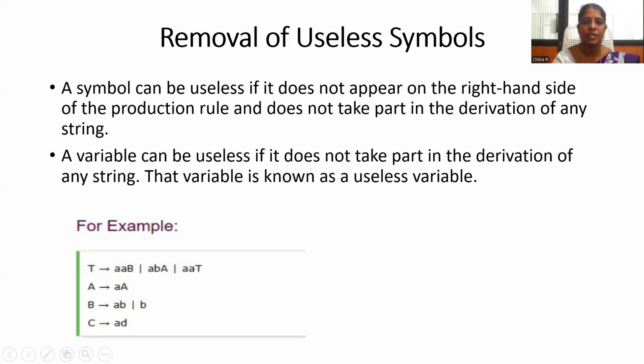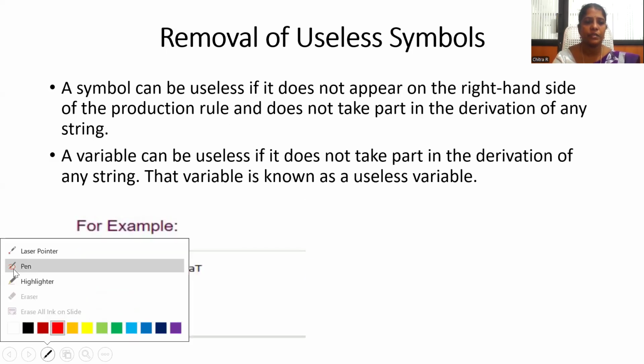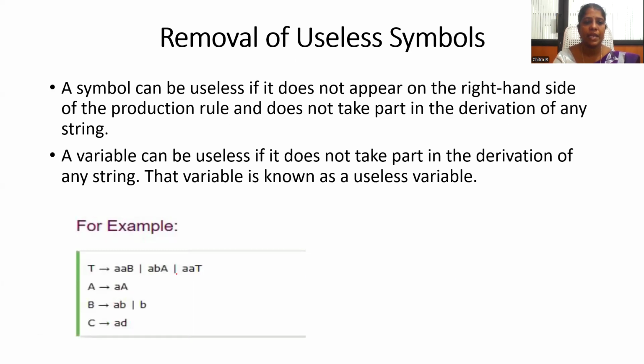For example, consider here: T tends to AAB, ABA, AAT; A tends to AA; B tends to AB/B; and C tends to AD. First, check whether all the variables are reachable from the starting symbol. Consider AAB. Here the variable B is there, so B is reachable from the starting symbol. Second, check this production. Here the variable is A, so A is reachable from the starting symbol. Then here AAT, T is here.